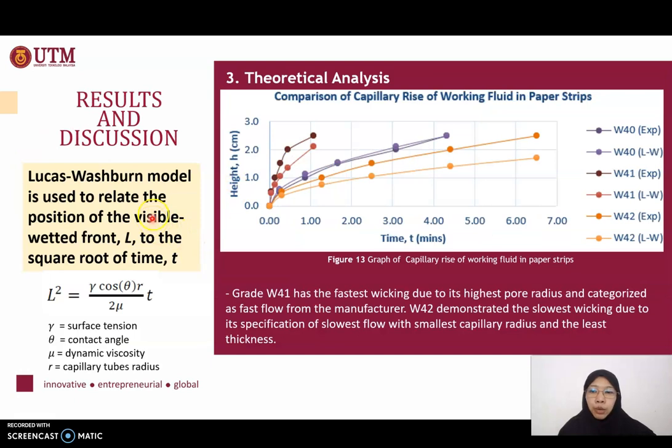Okay, in terms of the Lucas-Washburn equation, we can see that it follows the Lucas-Washburn equation, which is actually a quadratic relationship between the height and the time taken. This is also true for all of the filter papers 40, 41, and 42. For the same scale, the 41 will take a shorter time because of its specification, the fast flow category.